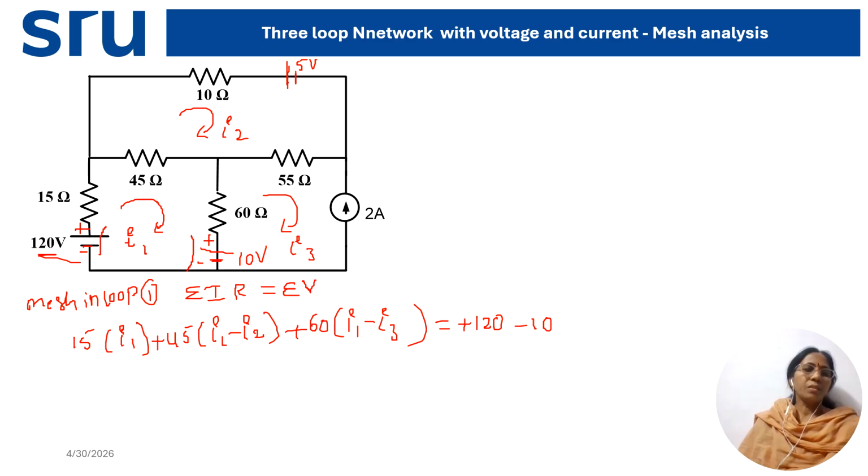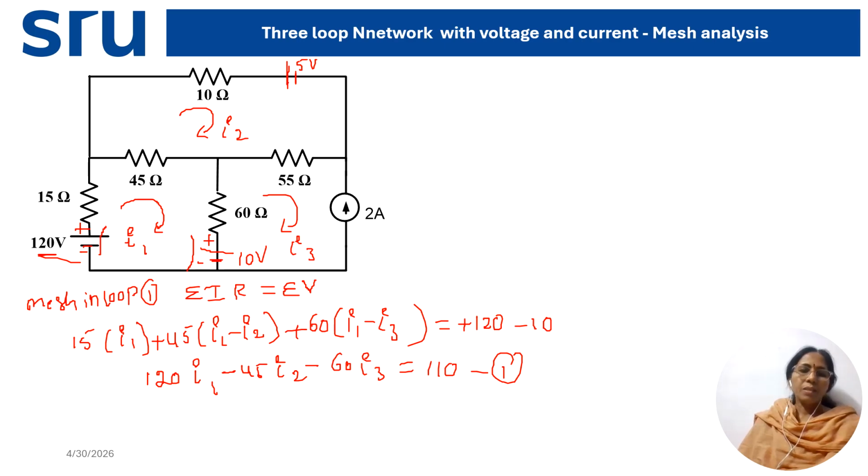Now rewrite this. This is 15 plus 45 plus 60, that is 120 into I1, and then minus 45 into I2 minus 60 into I3 equals 110. Okay, this is our equation 1.